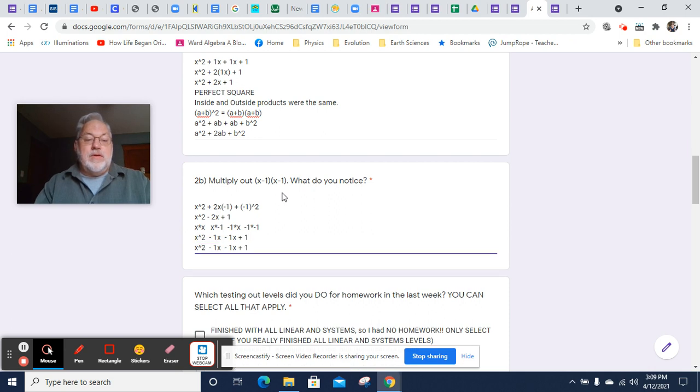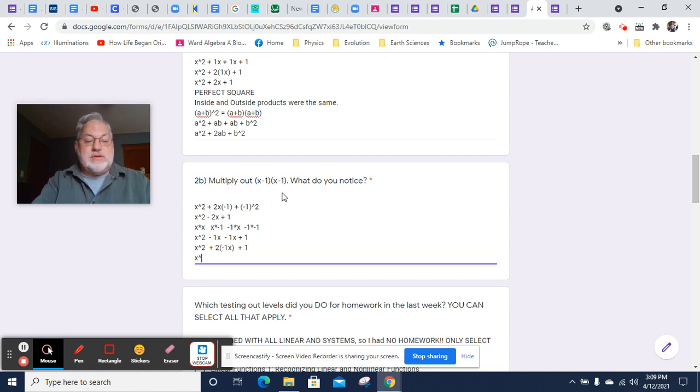And we can combine these. So there's 2 of them, so plus 2 times negative 1x. And then one last step, we'll have x squared, and then 2 times negative 1x is negative 2x, and then plus 1. And indeed, we got the same thing.